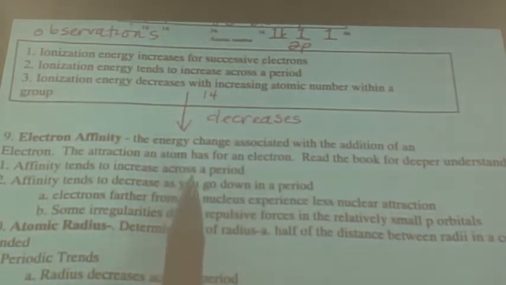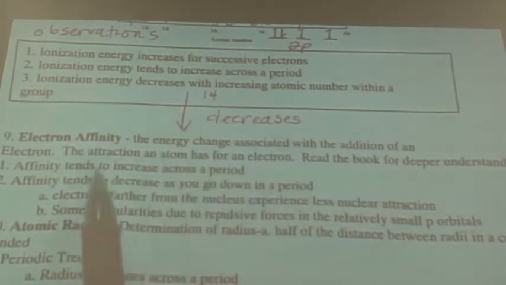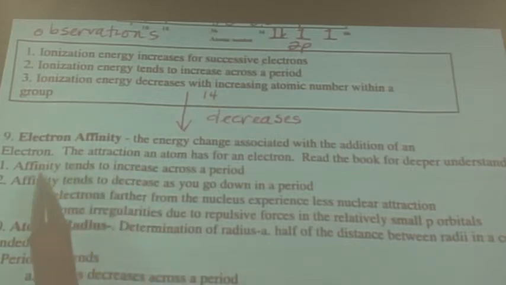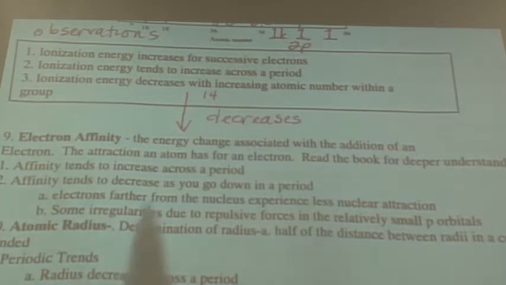All I would like you to know is the trend. Electron affinity increases across a period, becomes less negative, and it decreases as you go down. Done.